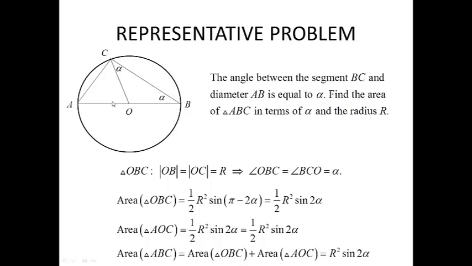I can also compute the area of the triangle AOC because I know the edge AO and the edge OC are equal to r, and the angle between these edges is equal to 2 alpha. And as a result, I obtain that the area of the triangle ABC is equal to the sum of the areas of the triangle OBC and AOC, and it's equal to r squared sine 2 alpha. I recommend you to establish that the angle ACB is the right angle no matter what the angle alpha is.